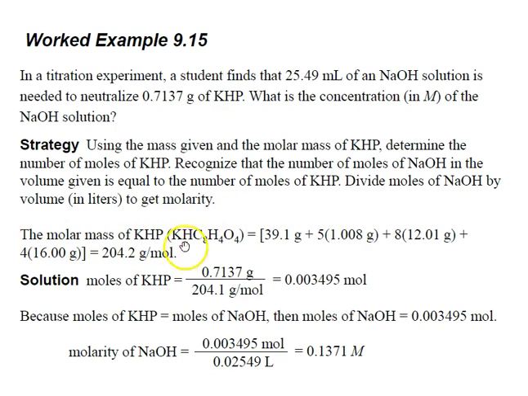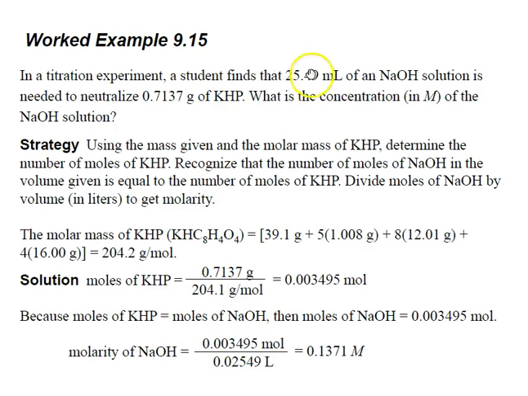The molar mass of KHP, and of course they'd need to give you the formula for it, which is KHC8H4O4, and this is a type of acid. And just adding all of this up, the total molecular weight is 204.2. So taking the mass in the beginning, 0.7137 grams, so that's right here. We divide by our molecular weight, and that gives us moles. The moles of KHP is equal to moles of NaOH, so that just carries on right here.